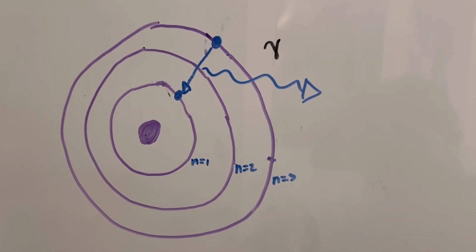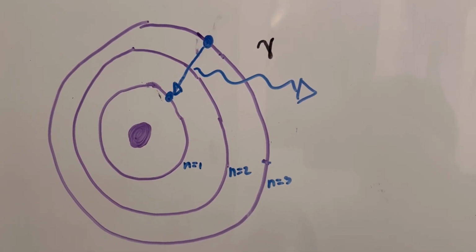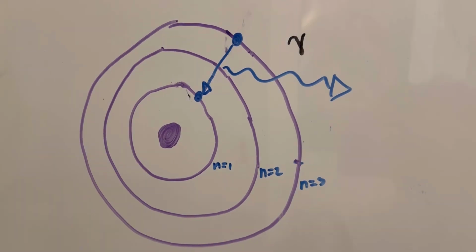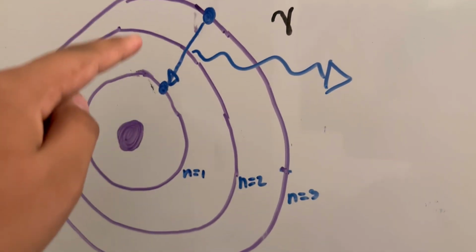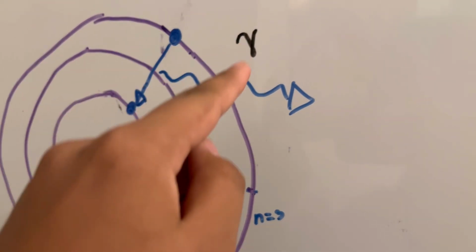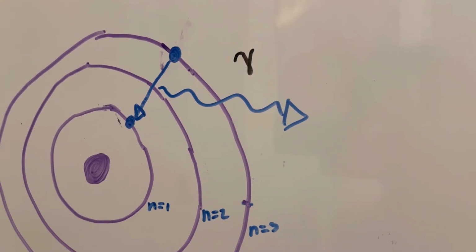Once an atom goes through the process of atomic absorption, it then goes into the process of atomic emission. Atomic emission happens when an electron in the excited state falls back down to its ground state, releasing a photon, which can be represented by the Greek letter gamma.